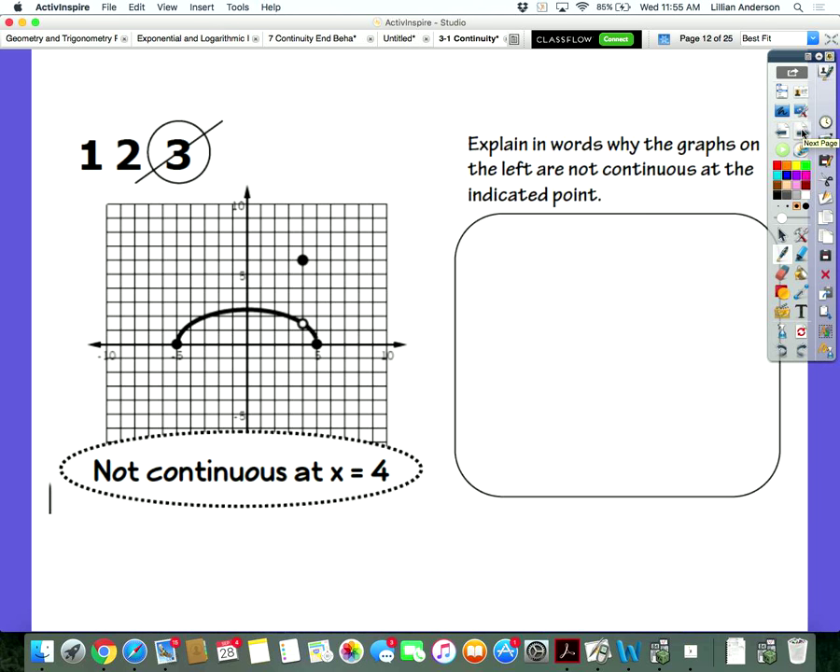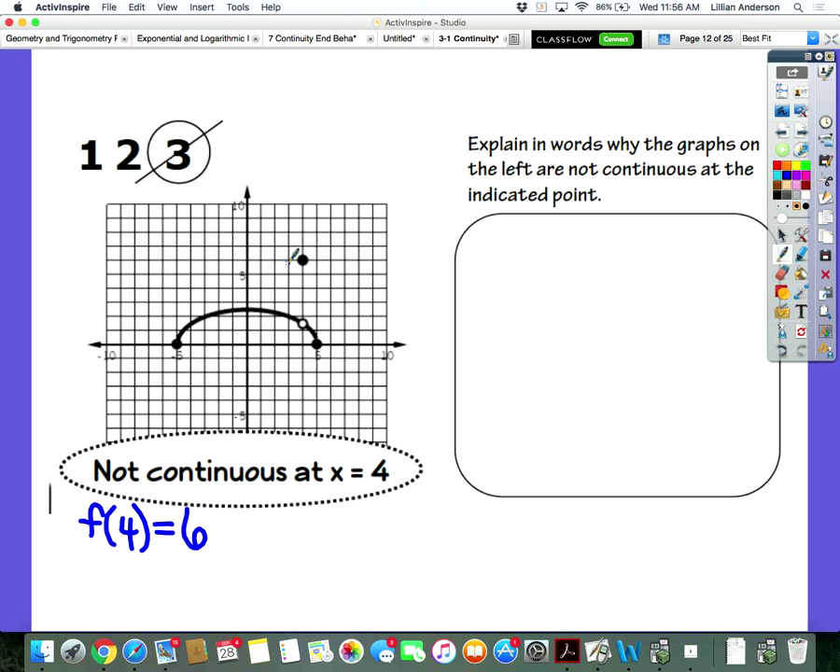So look at this example. It passes criterions 1 and 2. Criterion 1 says f of c is defined. At 4, what is our y value? When x is 4, y is what? Look where it's defined at. It's 6. Okay? It's defined at 4. When x is 4, y is 6.